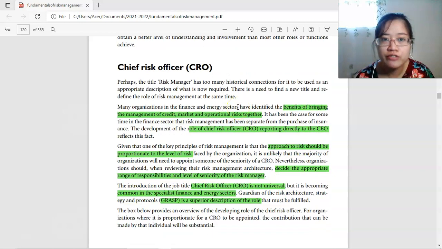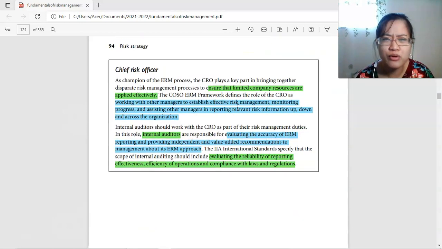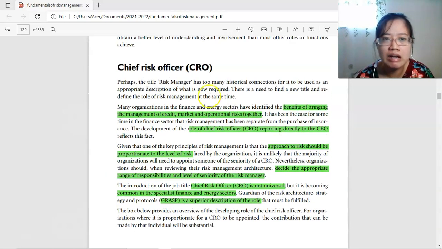Tapos you have your Chief Risk Officer. So again, this is for very big companies na lang. Okay? Ayan. Benefits of bringing the management of credit, market, and operational risk together. Okay. Parang rin, overall din talaga. Or focal person. Role of the Chief Risk Officer, reporting directly to the CEO.